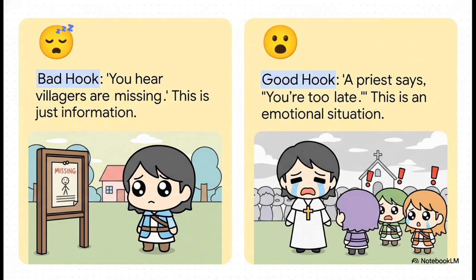Okay, tool number 1, pressure, not directions. The bad hook here, "You hear villagers are missing," is just dry information. But the good hook? That's an immediate emotional scene. A funeral procession is passing you by. A grieving priest locks eyes with you. It doesn't tell you what to do, but it absolutely demands some kind of reaction.